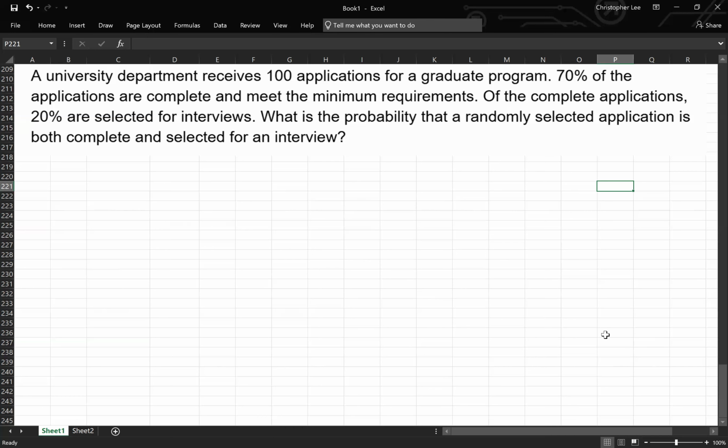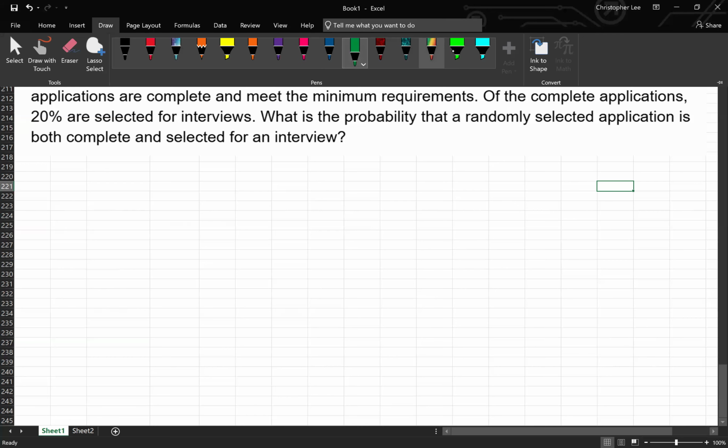So a university receives 100 applicants for a graduate program. 70% of the applicants are complete and meet the minimum requirements. Of the complete applications, 20% receive interviews. What is the probability that a randomly selected applicant is both complete and selected for an interview? All right. How do I do this?